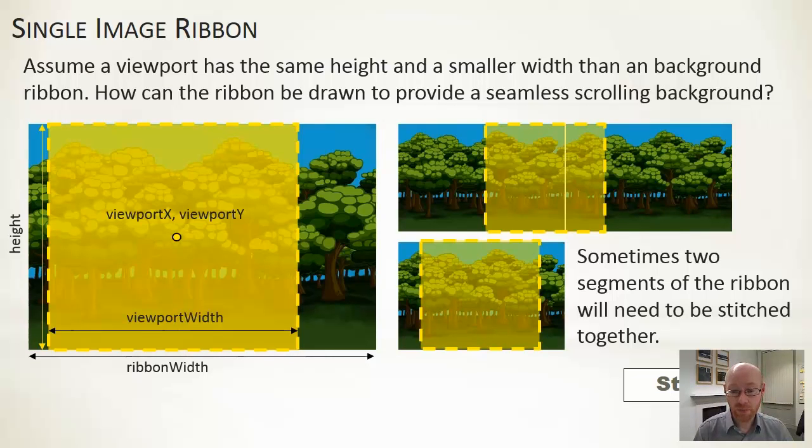The illustration above shows maybe the more complex setup, where we actually have to draw the background ribbon twice, or draw 2 segments from it to completely fill the viewport. Because we've assumed that the viewport isn't wider than the ribbon, there's a maximum of 2 segments that we would need to draw at any particular point in time, and to stitch them together. And as long as it's a seamless ribbon, simply drawing them alongside one another will do that stitching, and we won't be able to see the join.